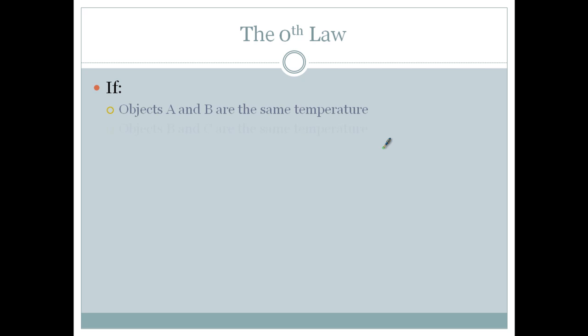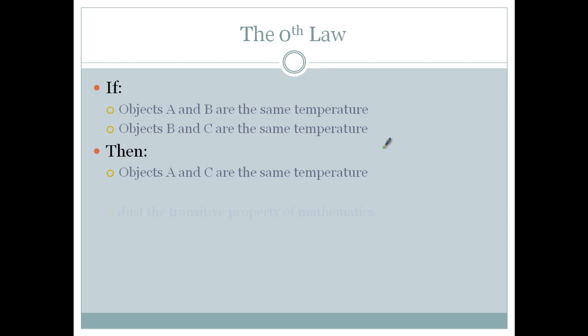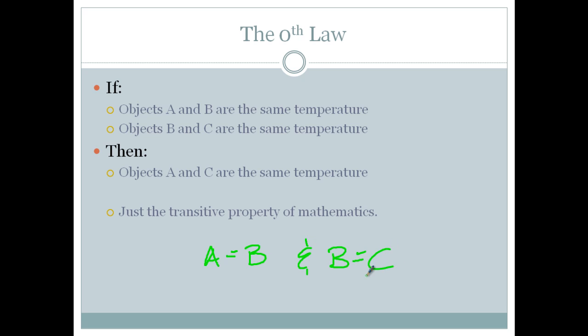If objects A and B are the same temperature, and objects B and C are the same temperature, what does this say about A and C? Then obviously objects A and C are the same temperature. Now, for all you math heads out there, just the transitive property of mathematics. If A equals B and B equals C, therefore A equals C. Just the property of mathematics, but we're talking about temperature here. Same thing.